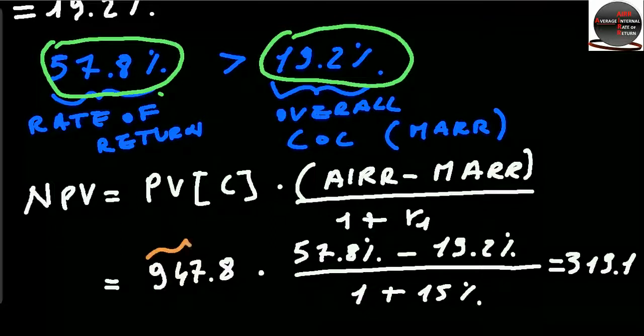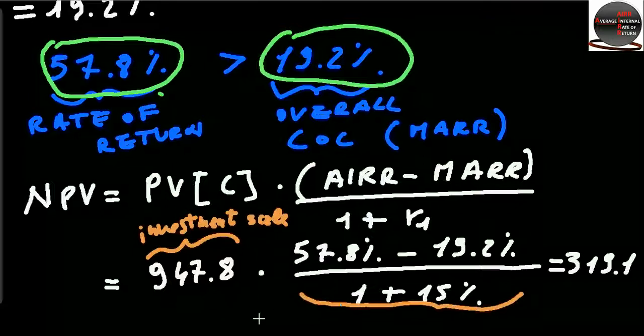This is the investment scale, 947.8. And the second factor is the economic efficiency in present terms. The numerator of this ratio is the economic efficiency. It measures the economic efficiency in annual terms. If we divide it by 1 plus 15%, we get an economic efficiency as measured in present terms.